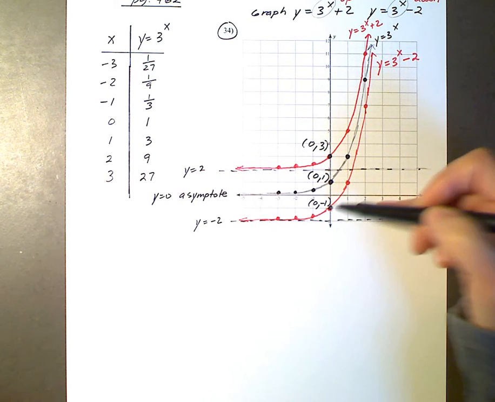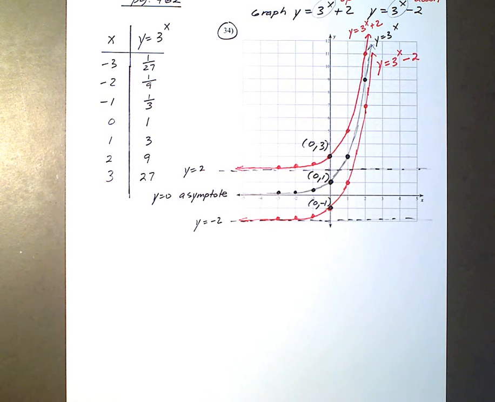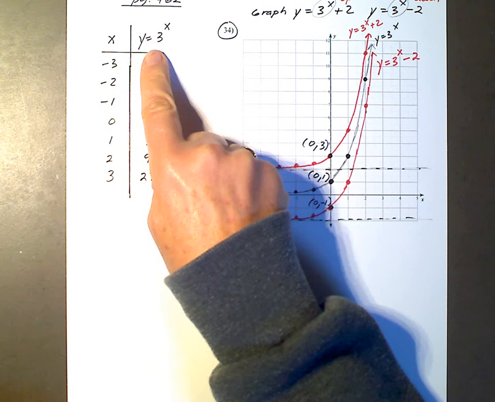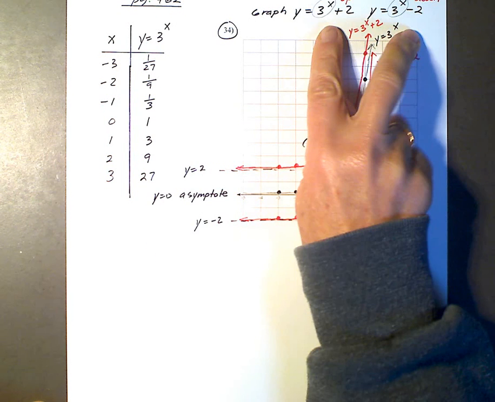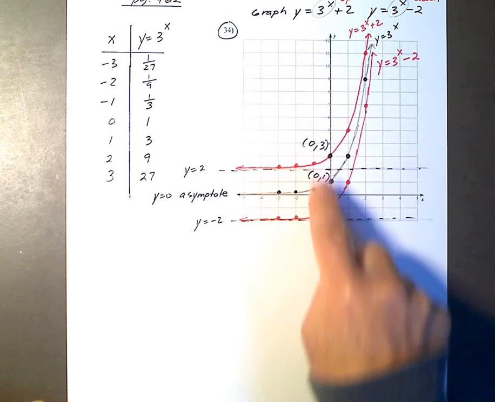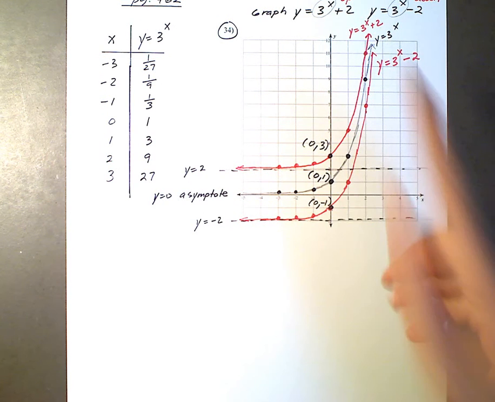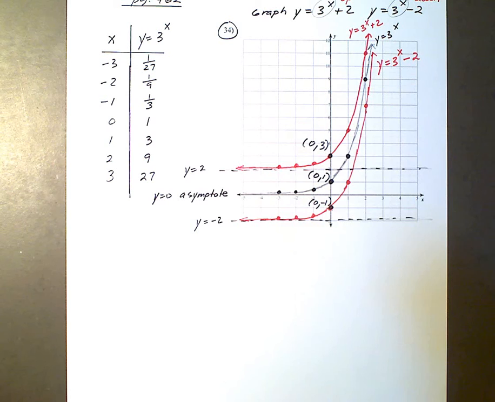And that's the basics for graphing these: make a quick xy table, make the sketch of the parent function, and then to graph what you want, shift it up or down, and in some cases, like in number 33, left or right. And that's it.